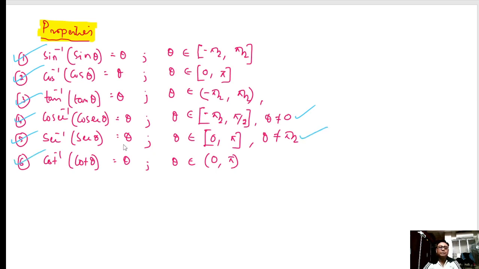Cot inverse of cot theta is theta, and it lies between 0 to pi. Please keep a note of this, already you know these values. Please keep a note of how to use sine inverse sine theta is theta very carefully. These are important applications, so you have to note this.